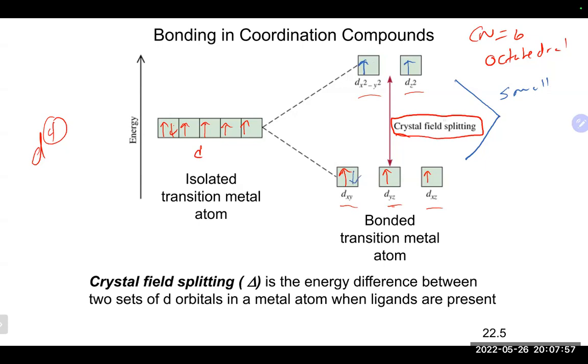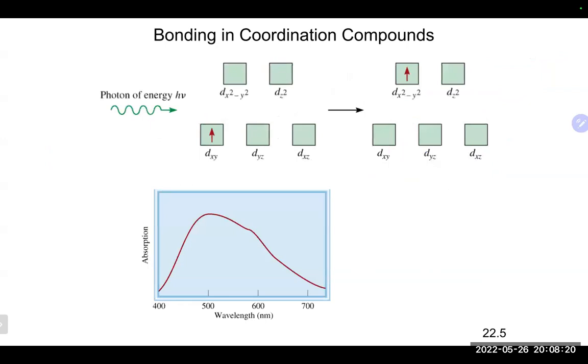So the crystal field splitting is that energy difference between the lower energy d orbitals and the higher energy d orbitals in the presence of a ligand, causing that splitting to occur. That is sometimes abbreviated with the little delta symbol. It's also E as well, which is energy, which is that splitting there.